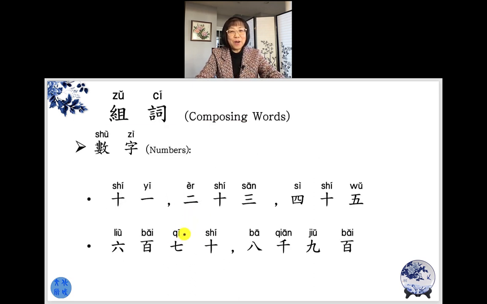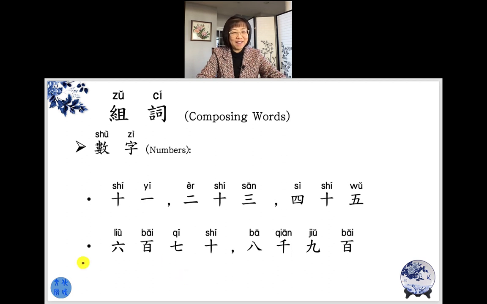All right, so now I'm putting some characters together and making them into words. The first group is numbers. Let's play the number game. I didn't give you the English meaning of all these words, but please guess what they are. And that's my first challenge. 十一, 二十三, 四十五, 六百七十, 八千九百.